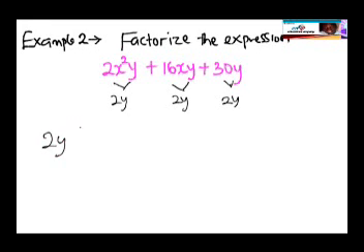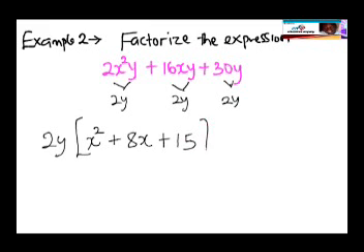2y goes out. So whatever is left will be in a bracket. X raised to power 2. That's when it comes out of this, you have x raised to the power 2 left. Then plus, when 2y goes out of 16xy, you have 8x left. And bring your plus sign. When it goes out of 30, you have just 15 left. So this is exactly what I'm having, and that will become, remember, my 2y is there.